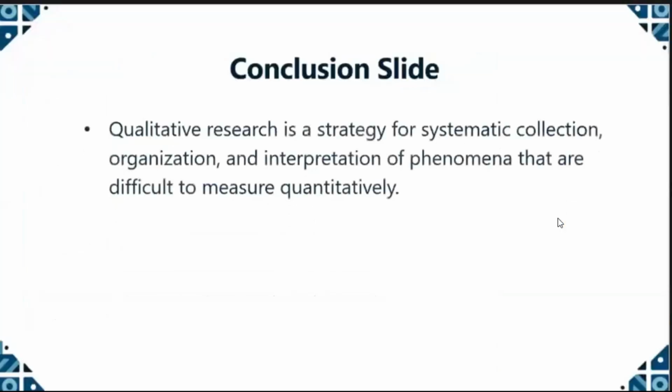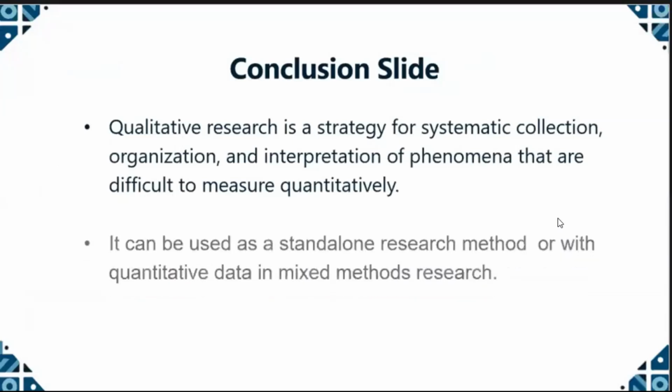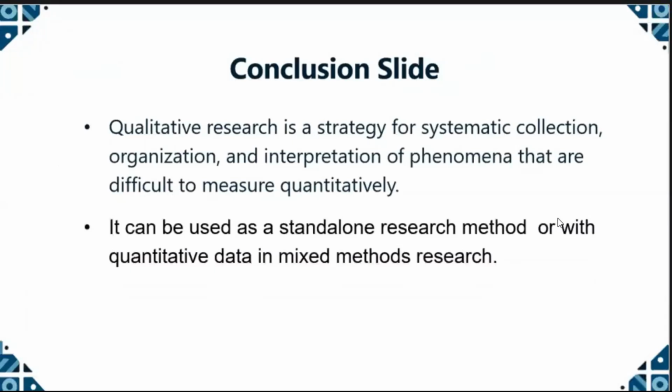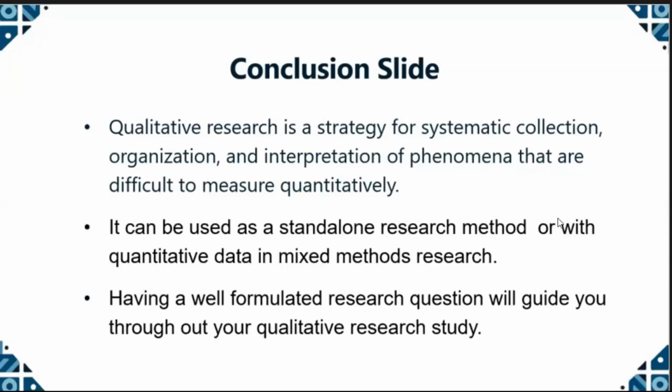So in conclusion, qualitative research is a strategy for systematically collecting data, organizing and interpreting phenomena that are difficult to measure quantitatively. It can be used as a standalone research, or it can also be used with quantitative research in a mixed method study. And lastly, having a well-formulated research question will guide you throughout your qualitative research. So it's very important that you clearly define your qualitative research question using maybe the SPIDER framework that we just presented, or maybe any other framework that has been clearly designed.